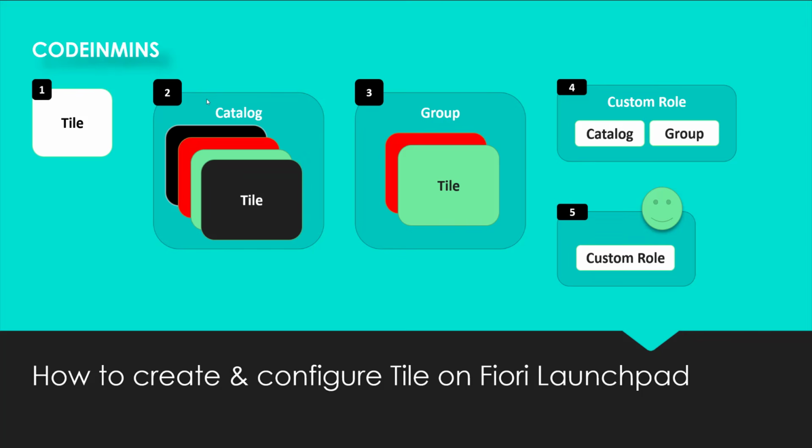Now the second thing is a catalog. A catalog refers to a collection of multiple tiles available in your system. And then the third thing is a group. This group is a collection of tiles, but those tiles can be separated from the other available tiles in the system. So we group different tiles so that they can be segregated from the other tiles.